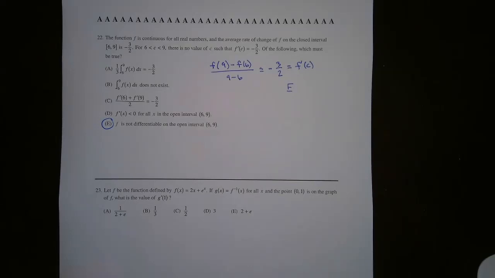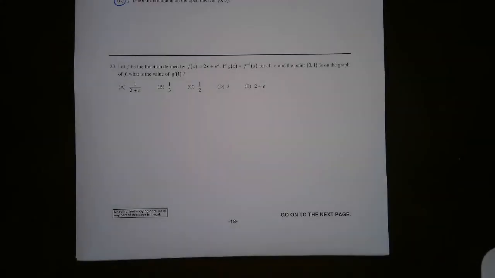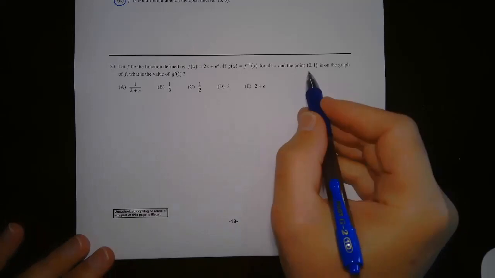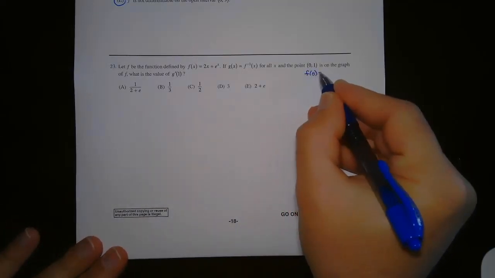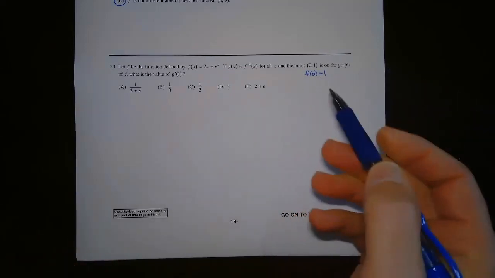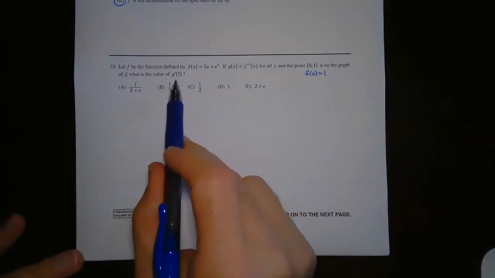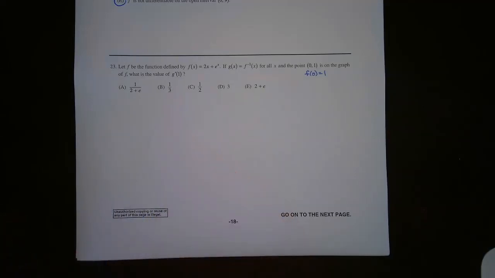So 23. Okay, so for 23, they're giving you the function f of x is 2x plus e to the x. And they're telling you g of x is the inverse of the function f, okay? For all x, and the point (0, 1) is on the graph of f, okay? So this right here is telling you f of 0 is equal to 1, because if you put 0 in, you get 1 out, okay? And they're asking you to find g prime of 1, okay? All right, so this goes back to Honors Math 3, all right?